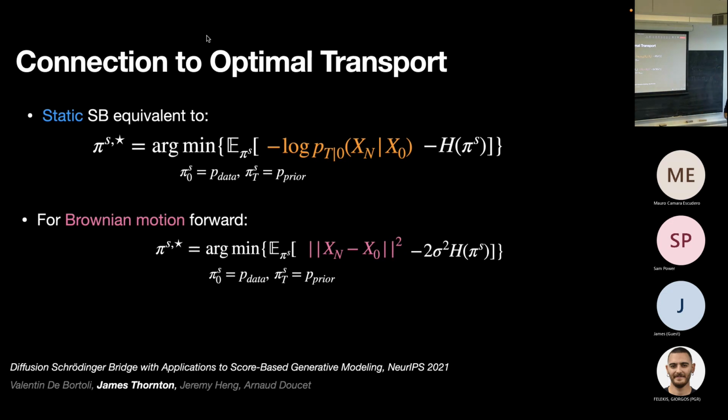What's the superscript S here? This is the static problem. The dynamic problem, the whole path, will solve the static problem, and the static problem is the optimal transport problem. So by solving the dynamic problem, you solve the optimal transport.